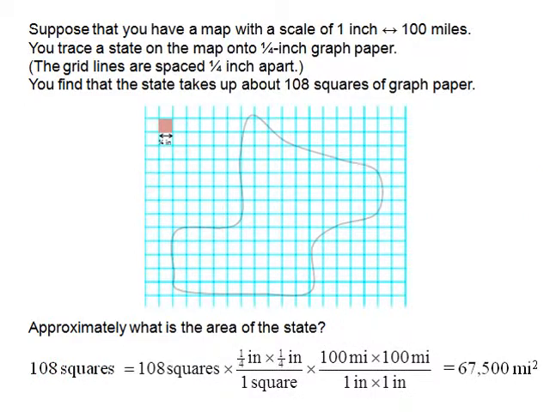Another way is, suppose we do not have the conversion, you can also see that 1 square is actually a 1/4 inch times a 1/4 inch. And 1 inch times 1 inch is actually equal to 100 miles times 100 miles. Again, if you use this, you will end up with the same answer. This time, the answer is obtained by 108 times 1/4 times 1/4 times 100 times 100, and the unit left is again mile square.